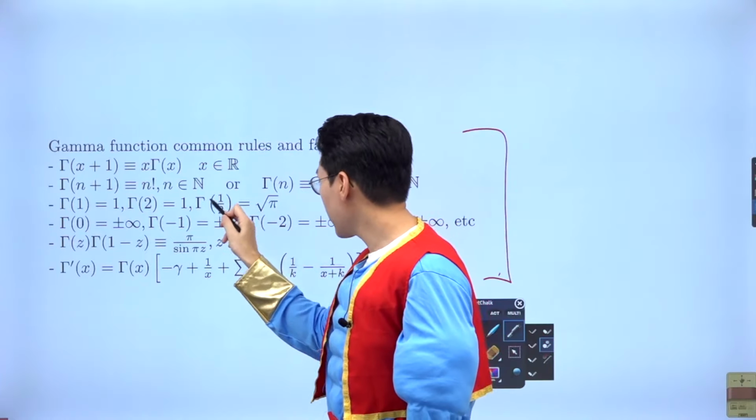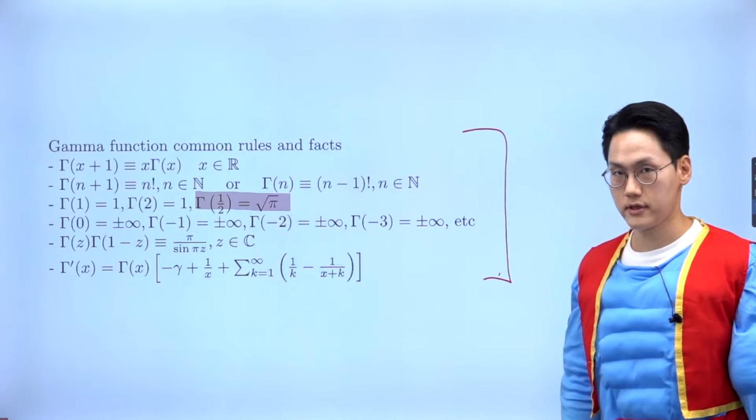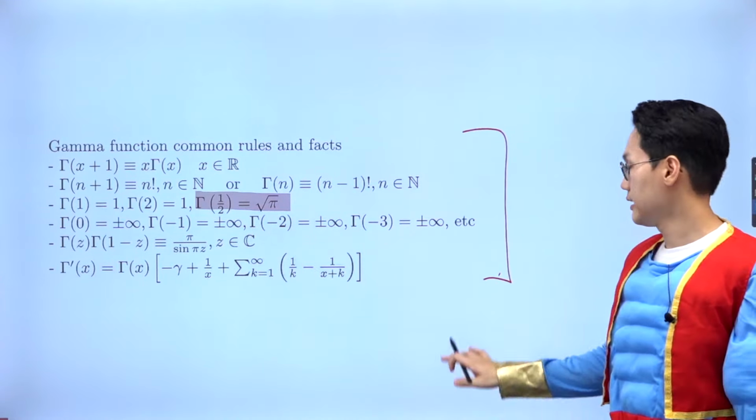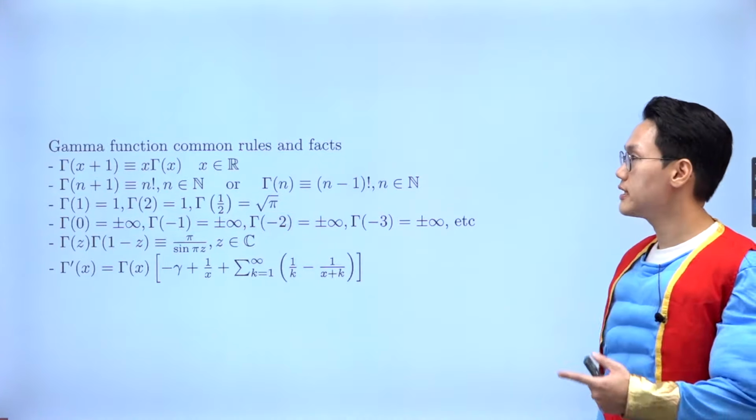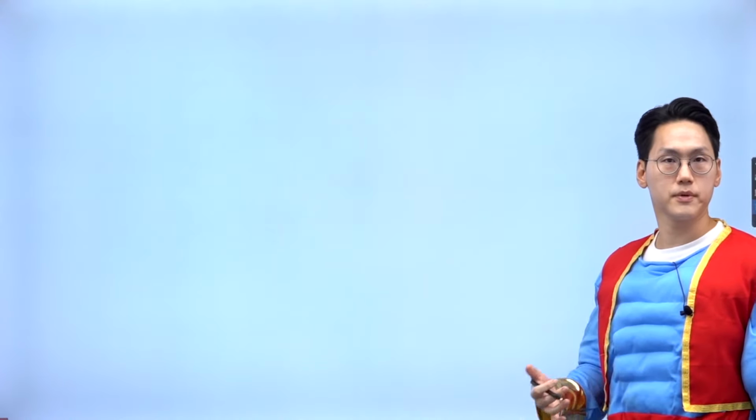And I think today we're going to have a look at the gamma of half. Gamma of half becoming the square root of pi is the aim of the lesson. Okay, so let's go. So now, gamma of n plus 1 was n factorial, but what if it becomes a rational number such as half?